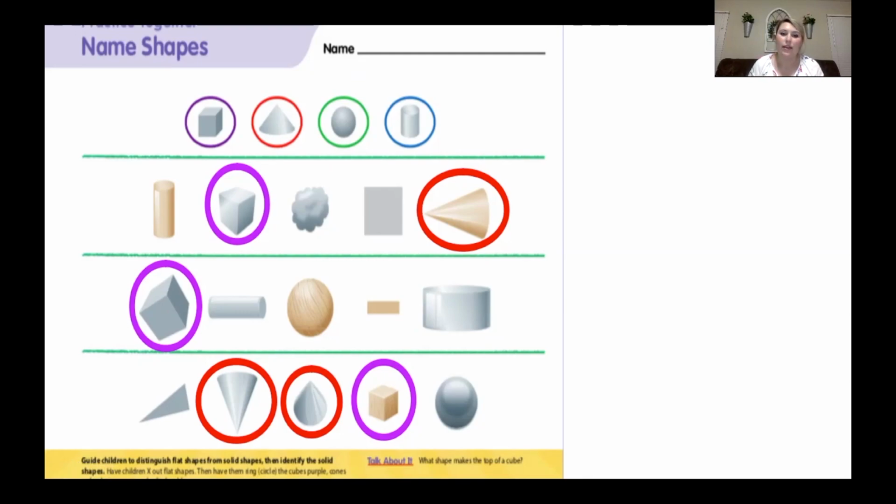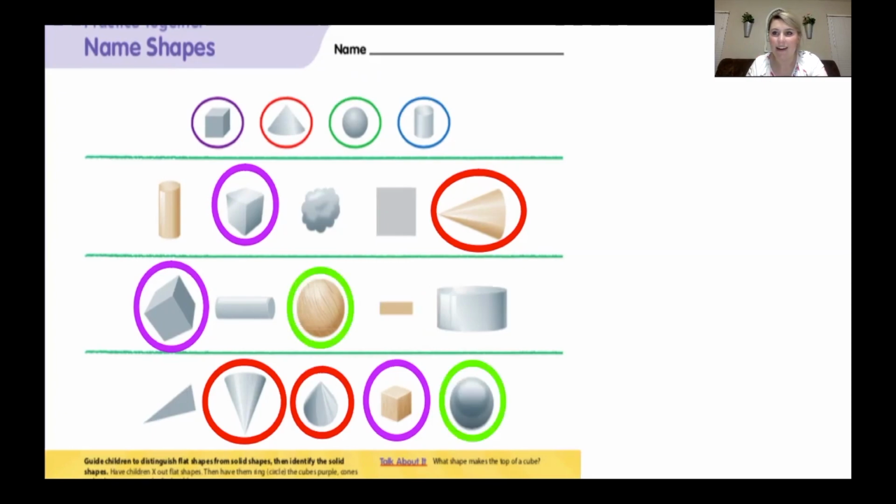Okay. The next shape we're going to look at is the sphere. The sphere, remember, kind of looks like a ball. So I'm going to look for the shapes that are ball-like, and I'm going to circle them in green. All right, here I have the spheres, and I circled those in green. I know that those are spheres because they look very ball-like, and I don't see any edges with them. So I know that that is a sphere.